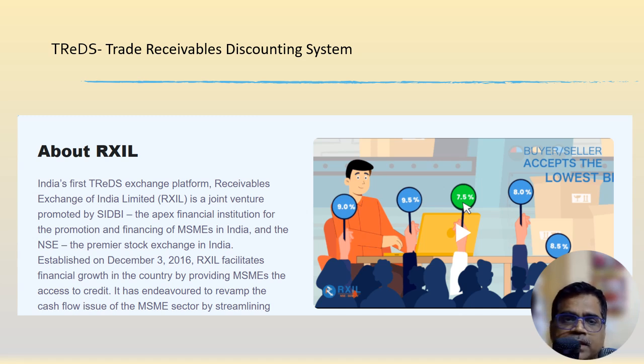The whole factoring and the reverse factoring is regulated by the Reserve Bank, which is the Central Bank of India. And this was, I think, in the year 2011 when this law was introduced to regulate this.